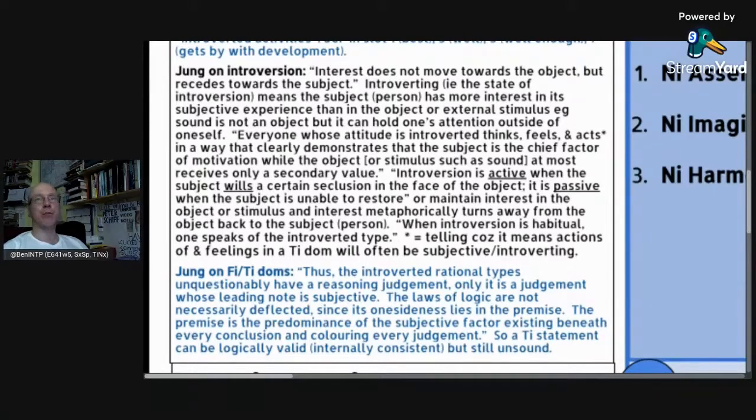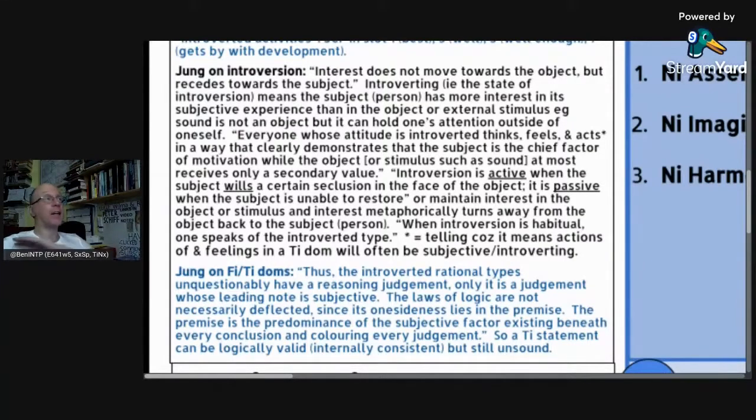E.g., sound is not an object, but it can hold one's attention outside of oneself. E.g., when someone's talking, it's distracting you from reading. Back to Jung. Everyone whose attitude is introverted thinks, feels, and acts in a way that clearly demonstrates that the subject is the chief factor of motivation. So you see how there they just put it all together. So it's like the overall attitude is coming through. While the object, or stimulus such as sound, my interpolation, at most receives a secondary vote.